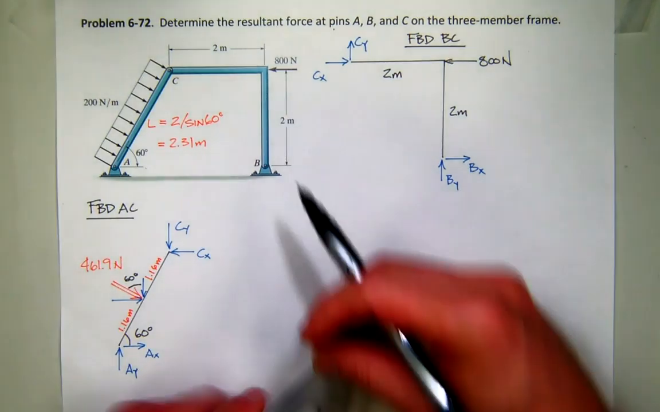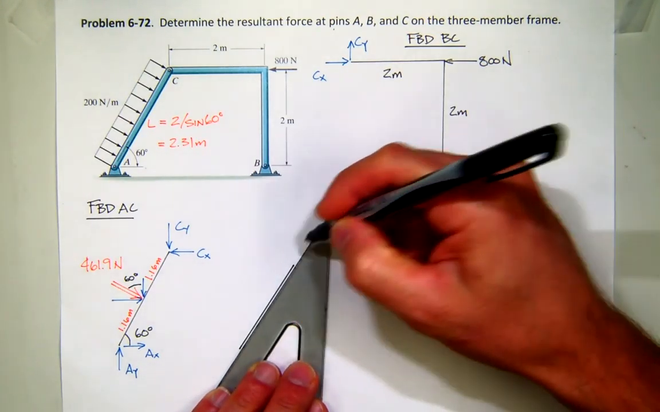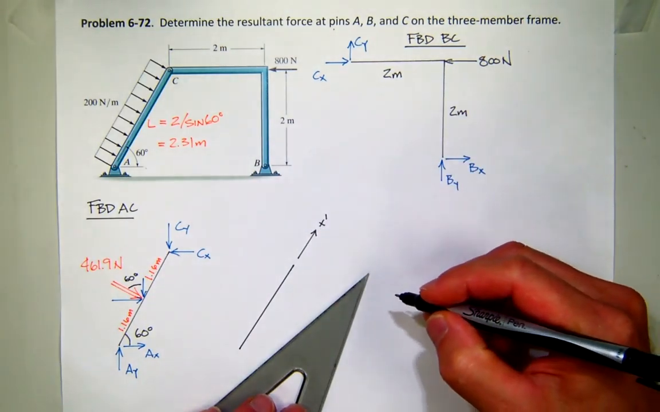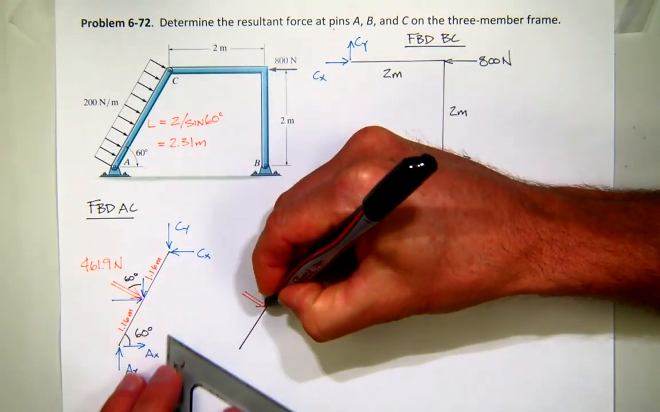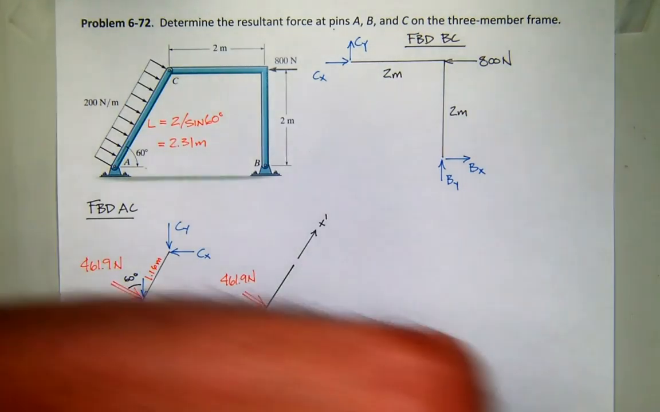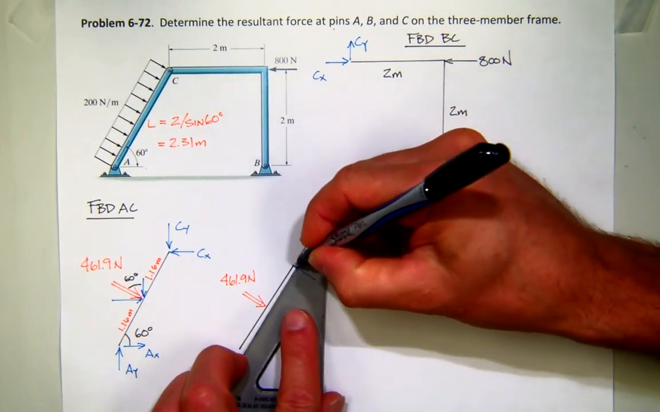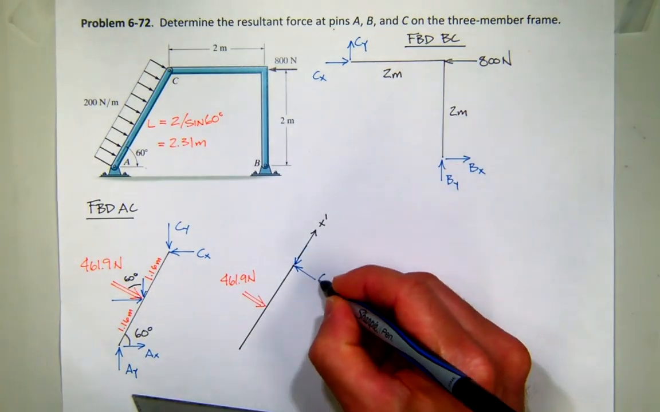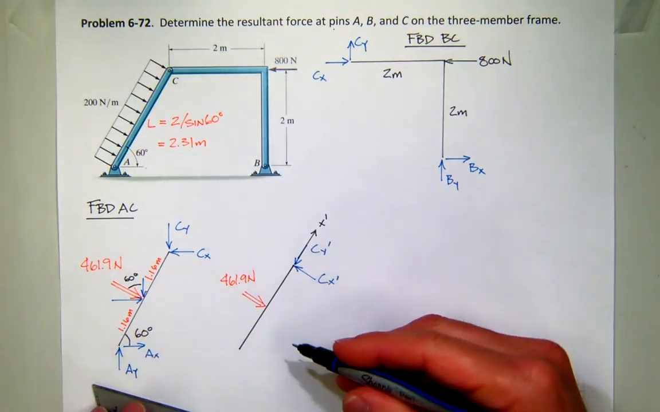So what if I redrew this thing and I called this, say, x prime? So I'd still have the same resultant force. That hasn't changed, right? But what if I rotated my components, so this is Cx prime, Cy prime, and then I come down here. I could leave those alone if I wanted to.